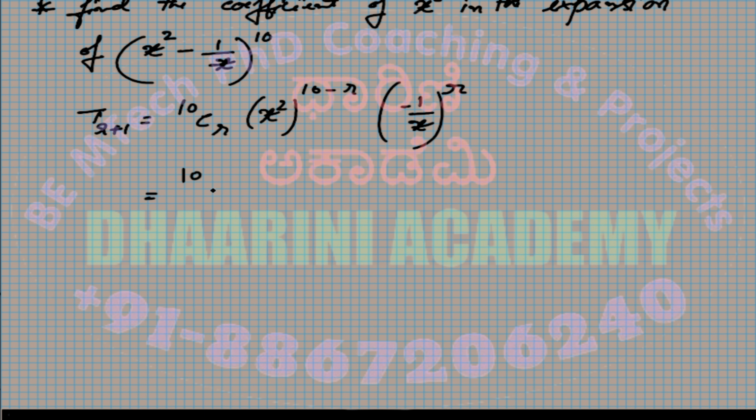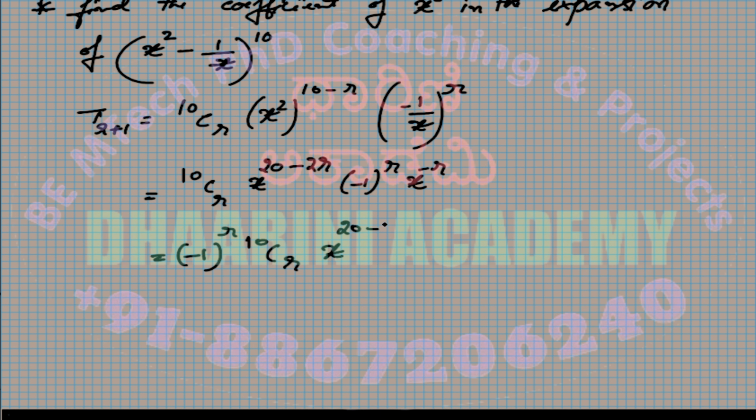So this is 10Cr, x square is there. So x to the power 20 minus 2r, x square raised to the power 10 minus r. So into this, there is a minus 1 raised to the power r into this is x to the power minus r. So let's try to simplify. There is a minus 1 raised to the power r into 10Cr. This is the coefficient into x to the power 20 minus 2r minus r. So minus 3r.